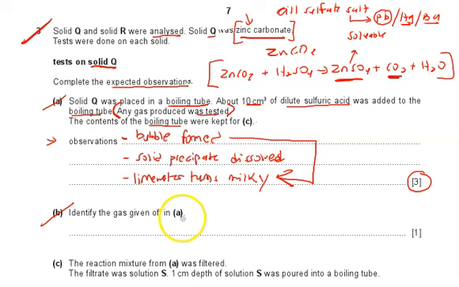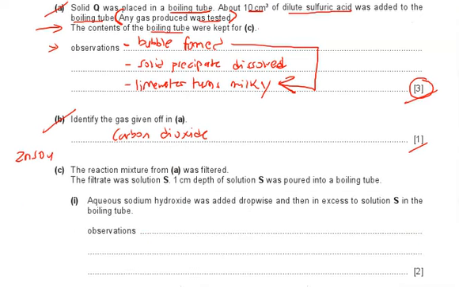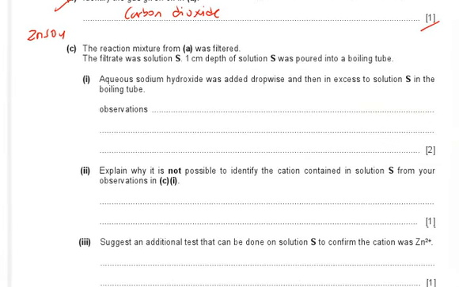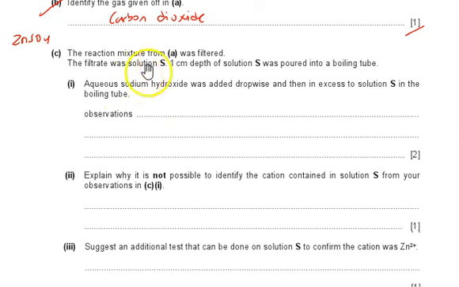Okay, identify the gas given off in A. It's carbon dioxide. You can write it. So we got here 3 marks and 1 mark. Now for the C, they mentioned the contents of the boiling tube were kept for C, which means it's zinc sulfate. Okay, now we go through this question. The reaction mixture from A was filtered. The filtrate, which is this, the zinc sulfate, was solution S.